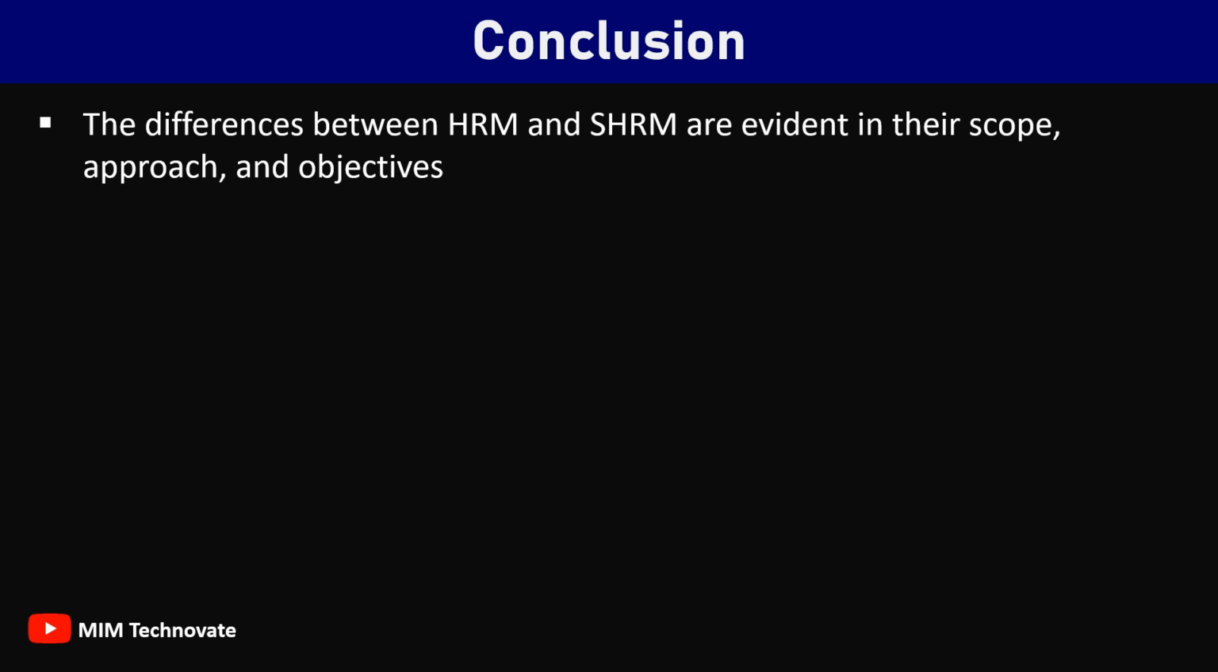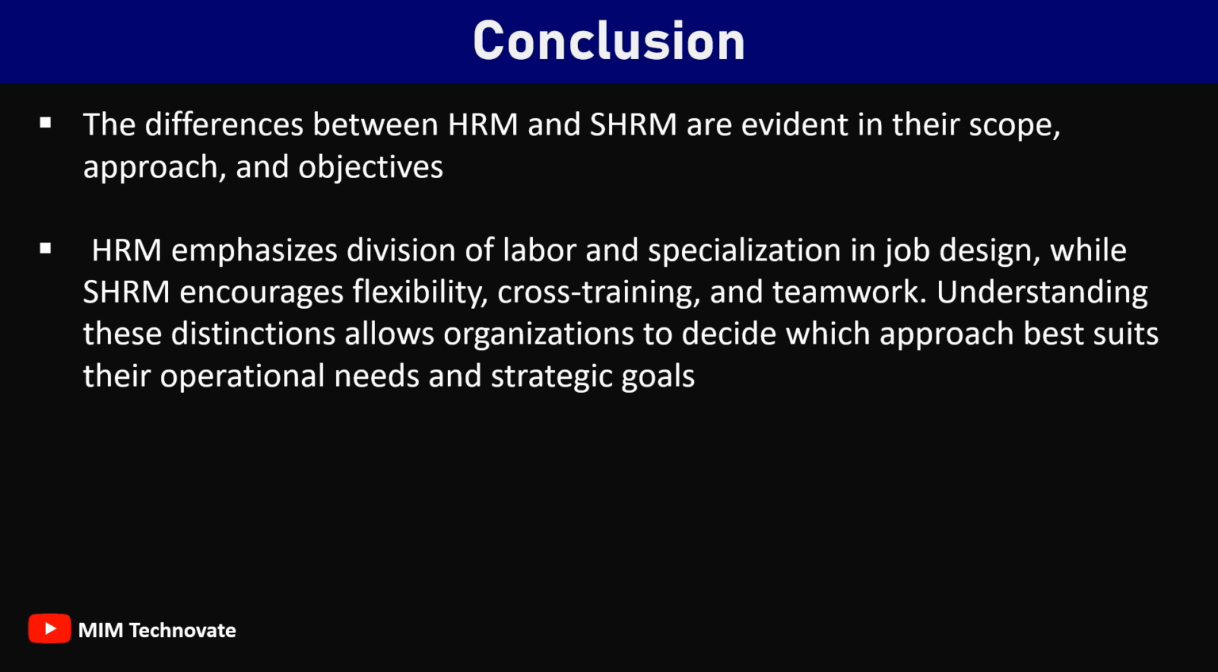Conclusion. The differences between HRM and SHRM are evident in their scope, approach, and objectives. HRM emphasizes division of labor and specialization in job design, while SHRM encourages flexibility, cross-training, and teamwork. Understanding these distinctions allows organizations to decide which approach best suits their operational needs and strategic goals.